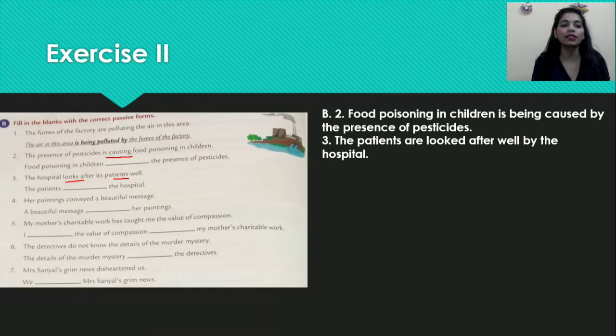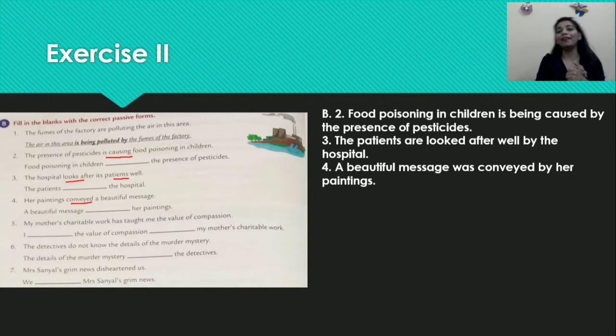Let's look at the sentence number 4 now. Her paintings conveyed a beautiful message. Conveyed is a past tense, and what are we going to add? A beautiful message was conveyed by her paintings. Clear? Look at the sentence number 5 now.